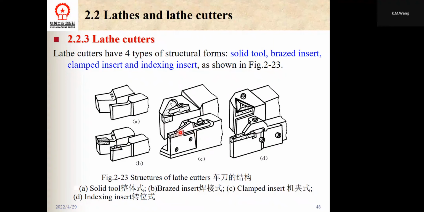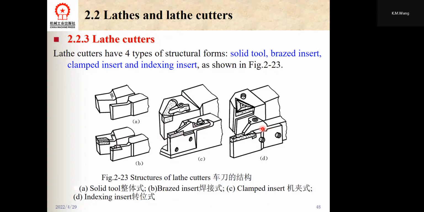This picture shows the lathe cutters with clamped insert, which is clamped mechanically onto the shank and can be resharpened by grinding if necessary. And for many applications, it is more economical to clamp the insert to the shank. The clamped indexing insert is similar to the cutter shown in this picture.